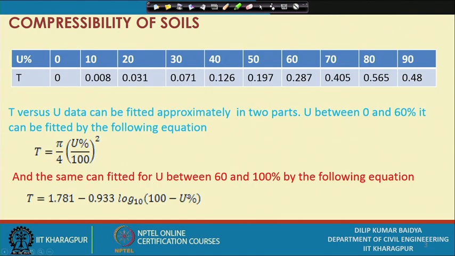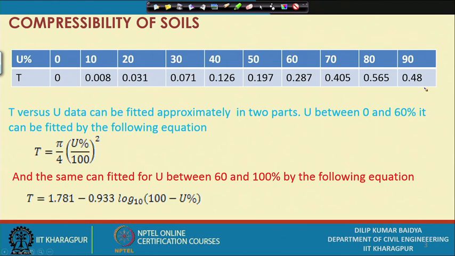You can see here I have written once again u and t. u equal to 0, t equal to 0; u equal to 10, t equal to 0.008; u equal to 20, 0.0314; u equal to 30, 0.071; u equal to 40, actually 0.126; 50, 0.197; 60, 0.287; 70, 0.405; 80, 0.565; 90, 0.848. So, this is the T versus u data.